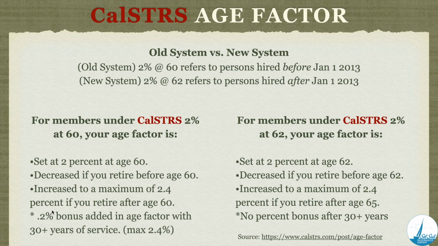There's also a 0.2% added in age factor if you have 30 years of service or more, but it's maxed out at 2.4%. With the new system, it's set at 2% at age 62, decreased if you retire before age 62, and increased to a maximum of 2.4% if you retire after age 65 instead of age 60. There's also no percent bonus after 30 years of service. Don't worry if this is a little confusing to you, we'll go over an example in a minute.